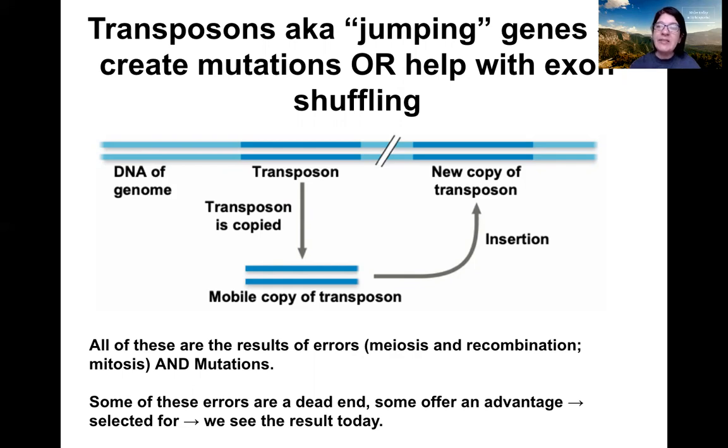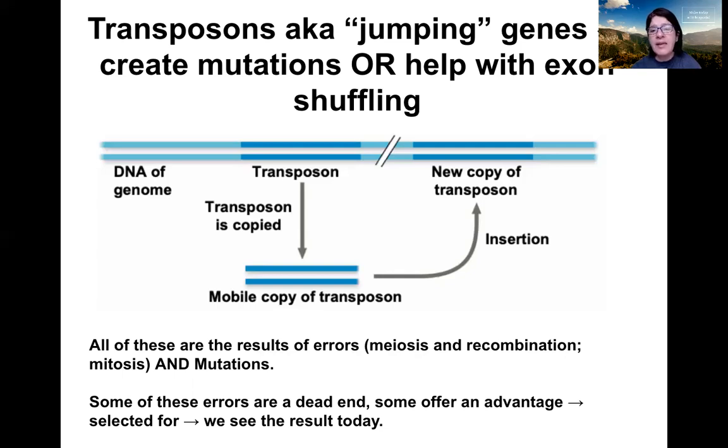type of mutations. They're the result of errors, and these errors are usually errors in meiosis and recombination. Remember the crossing over that occurs in meiosis. There's sometimes also errors in mitosis. So these are mistakes. These are errors, but these mistakes and errors can contribute to the evolution of genomes. They can contribute to the creation of new genes and new alleles.